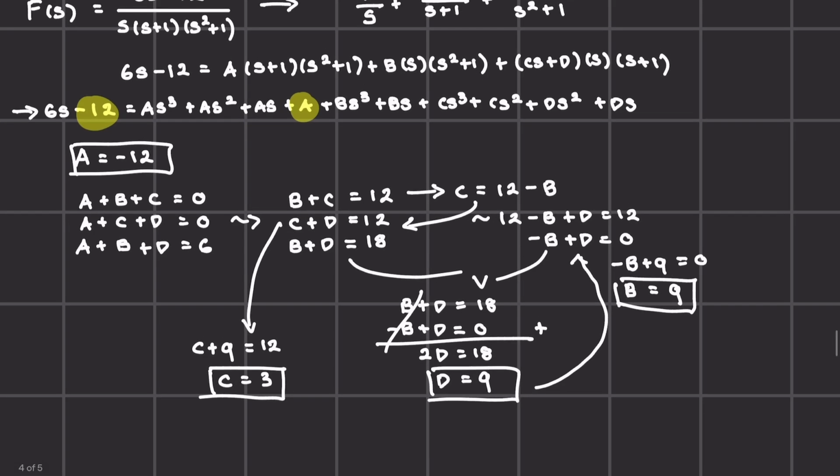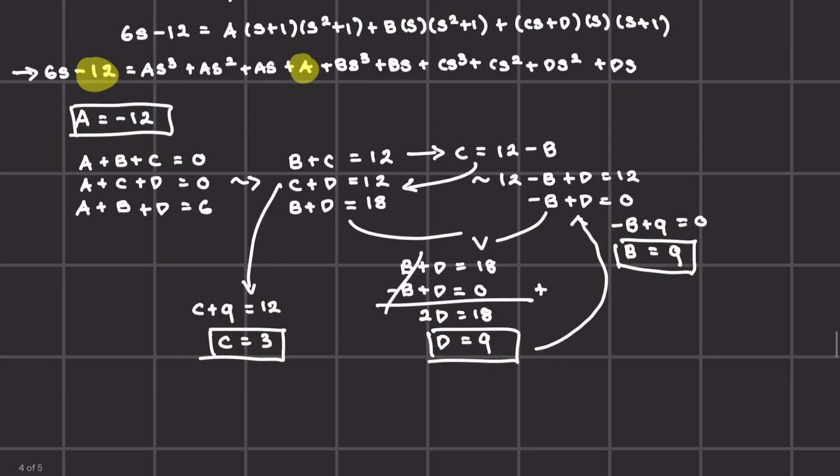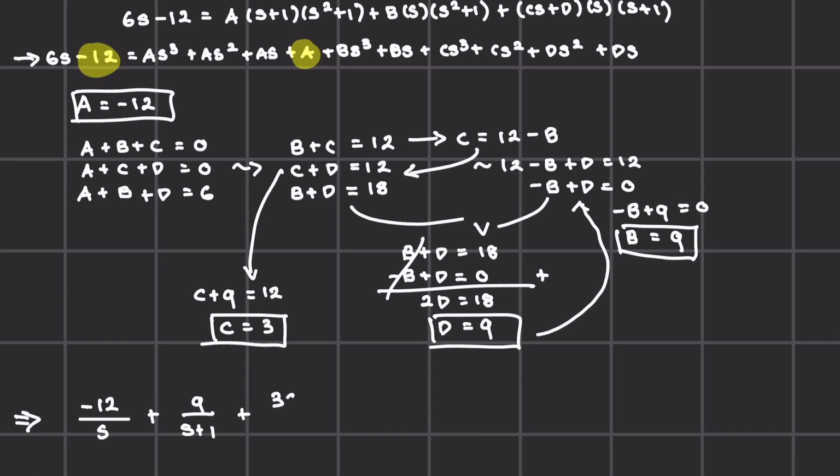We just need to substitute all of these values, a, b, c, d, back into our partial fraction decomposition at the start. Okay, doing that, we have a as negative 12, so we have negative 12 over s, plus b is 9 over s plus 1, plus c is 3, so that's 3s, d is 9, 3s plus 9 over s squared plus 1. Now, we have solved our partial fraction decomposition.